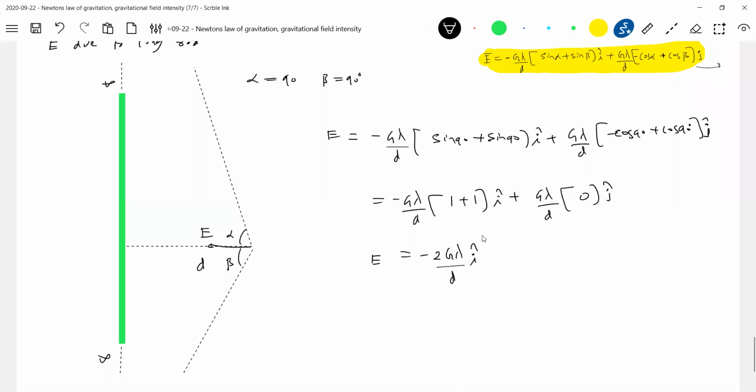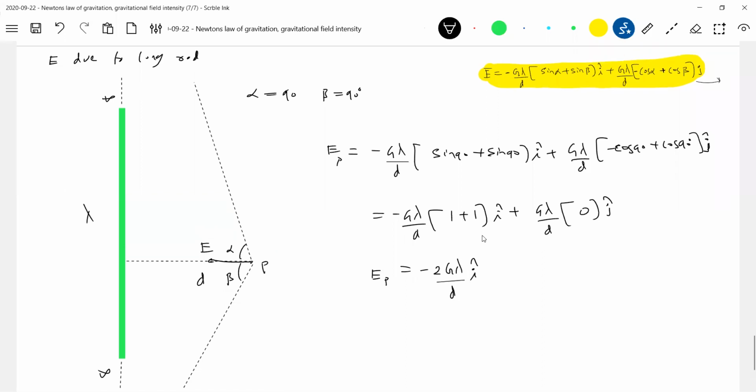I have another easy method. I'll show it later on in the end. No need to do this much calculation. So what is the field due to a long rod or infinite rod, where the ends go to infinity? The formula is minus 2g lambda by d, and it will be directed towards the left here, towards the rod.